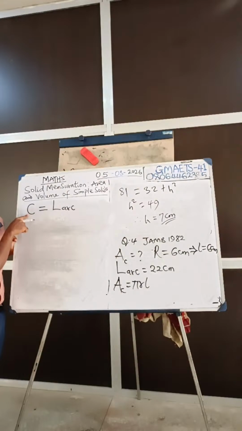Okay, now, I can't write all those grammar here. The circumference of the circular base, the perimeter of the circle of that cone, is equal to the length of the arc, because it is gotten from that arc. Are you getting me right?